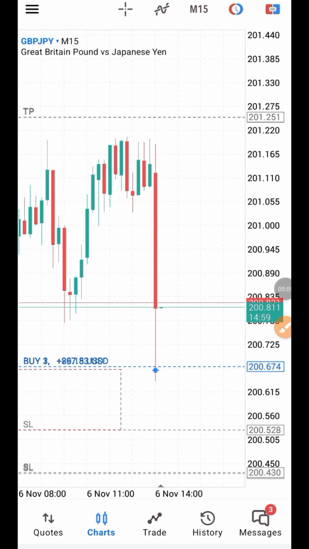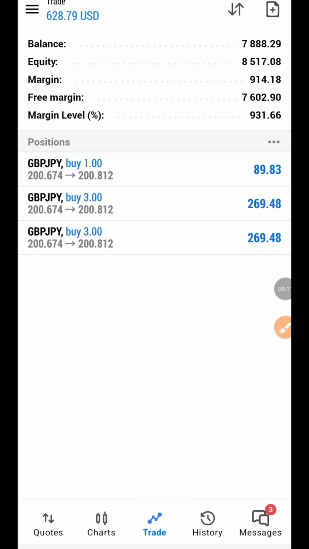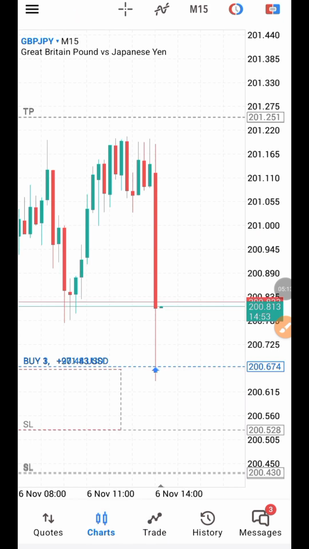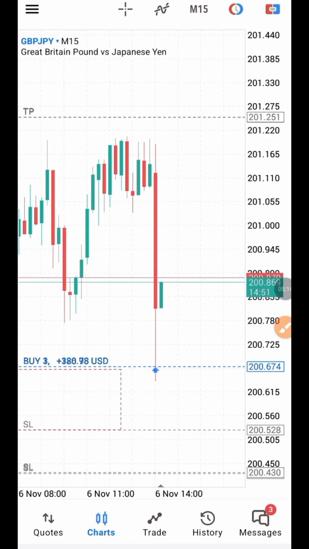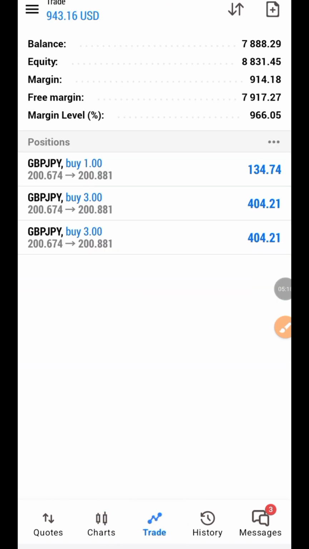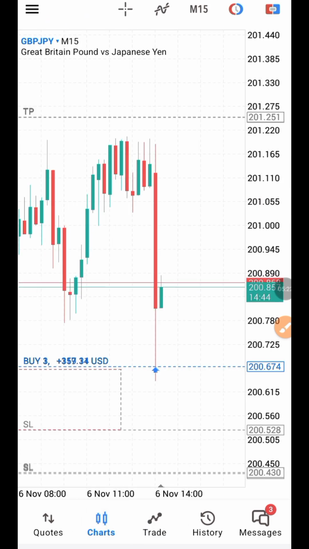This is what is currently happening, guys. 600 and something dollars up. So in no distant time, it should be shooting up the more. Almost $1,000 now, guys.